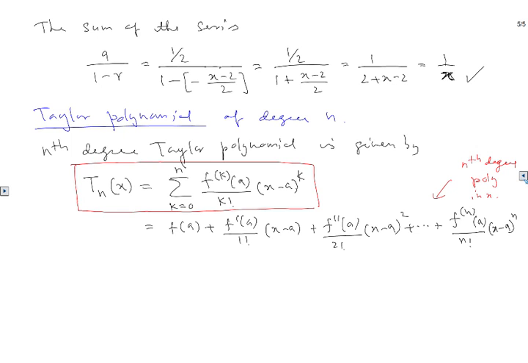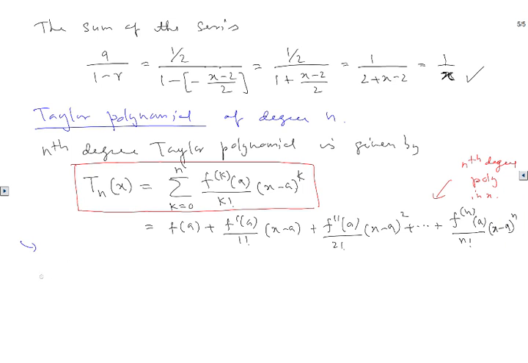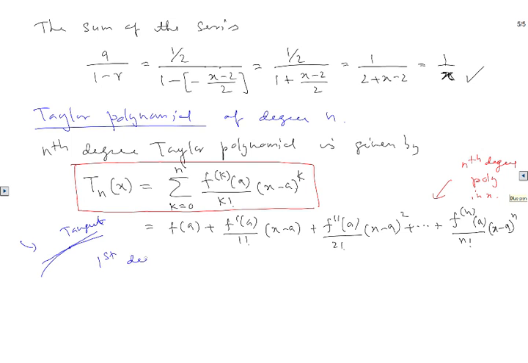So for example, let's say you have a line. Remember we talked about the tangent line. That is the first degree Taylor polynomial, the tangent. So that is the first degree Taylor polynomial.